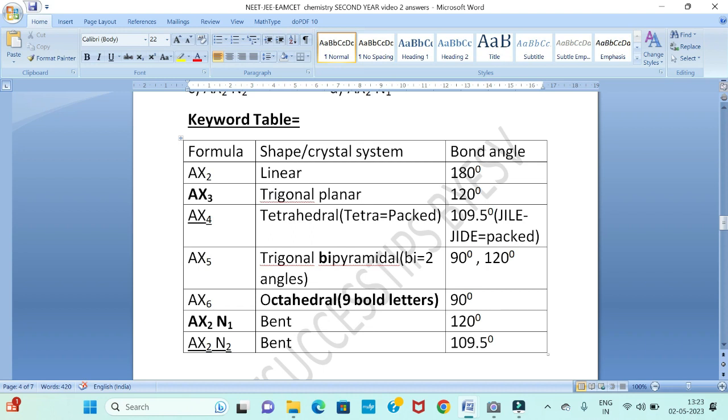AX4. Here 2 plus 2, 4. If 4 is there, 109.5. Here 4 is there, 109.5. Like that, you have to remember.